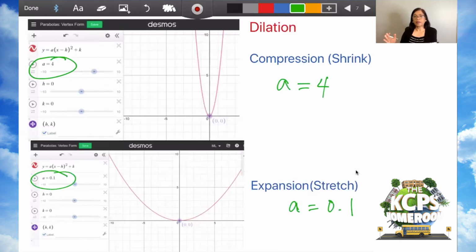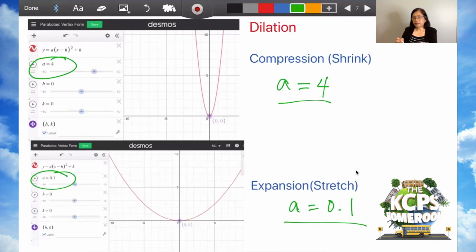So I'll stop here and process the information. When a is 4, we have a shrink. When a is smaller, the graph expands. In this case, both values are positive.